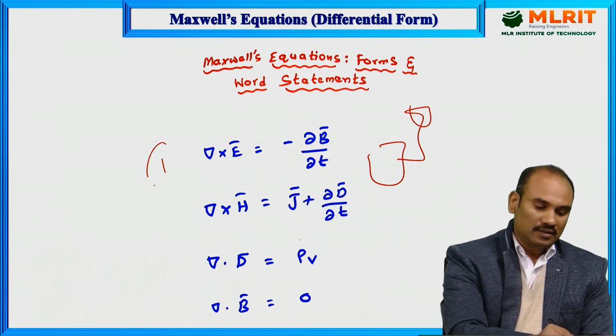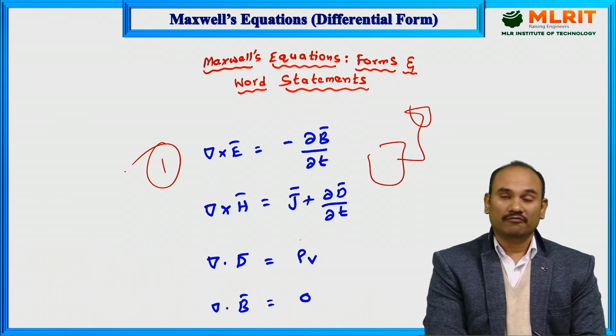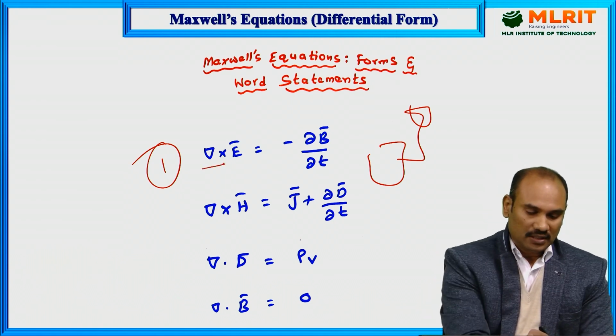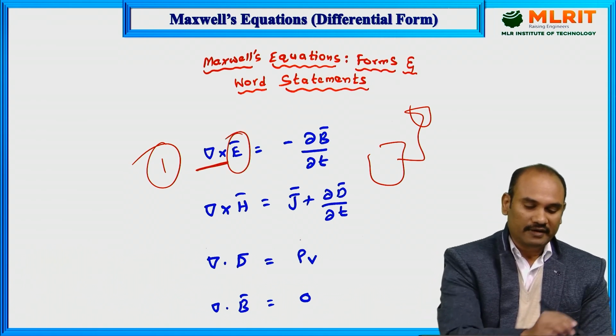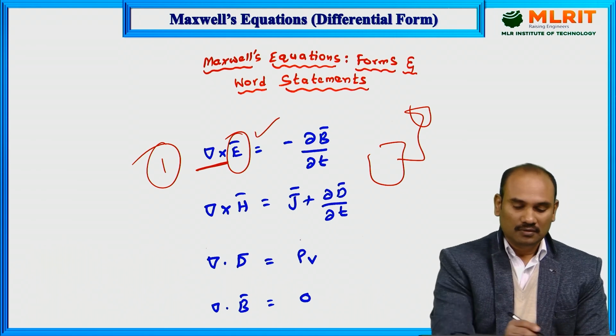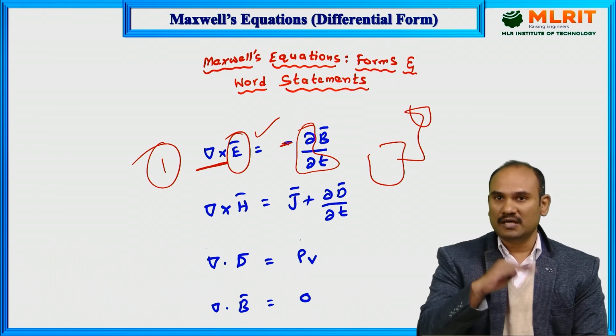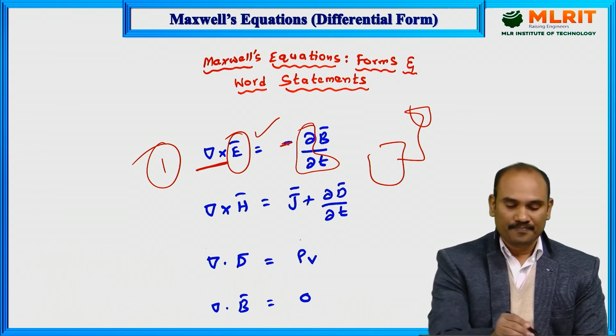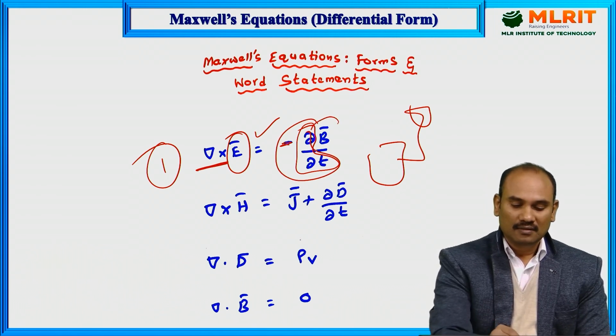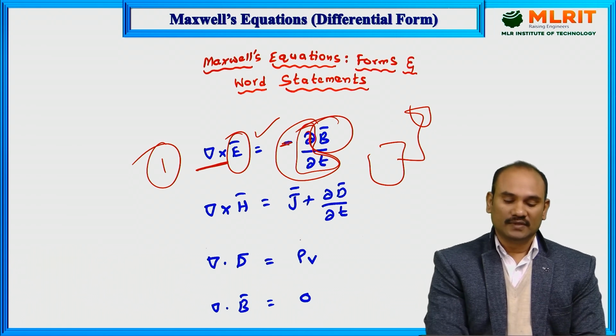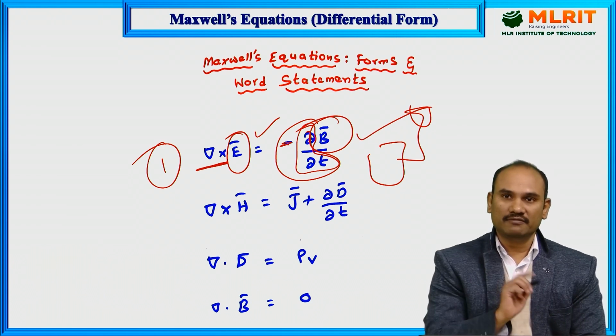So the first equation of Maxwell is based on Faraday's law. What does it say? The curl of electric field vector is equal to dou by dou t, meaning rate of change, minus dou by dou t, meaning the change can be increase or decrease. Here minus means decrease. Rate of decrease in magnetic flux density vector. This is the word statement for Maxwell's first equation.